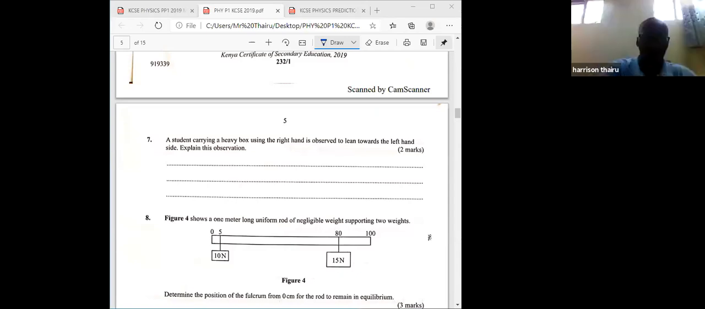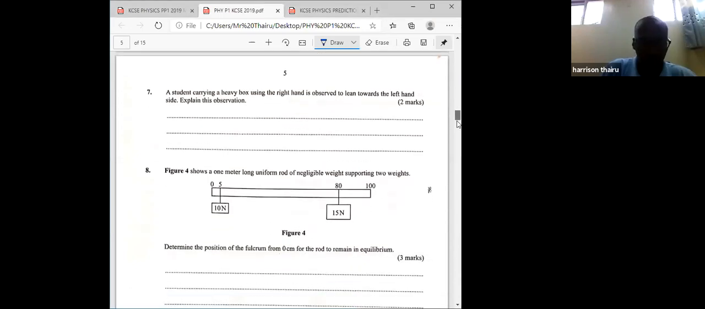For the balancing effect to take place, the student has to lean towards the left, to shift the C.O.G. towards the left in order to balance. So the second mark is shifting the C.O.G. towards the left in order to obtain the equilibrium.